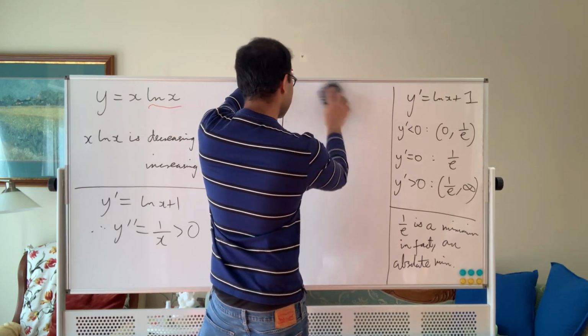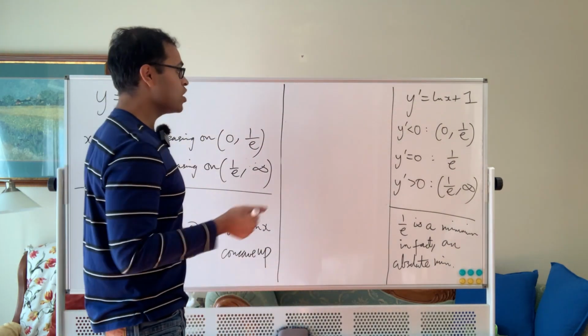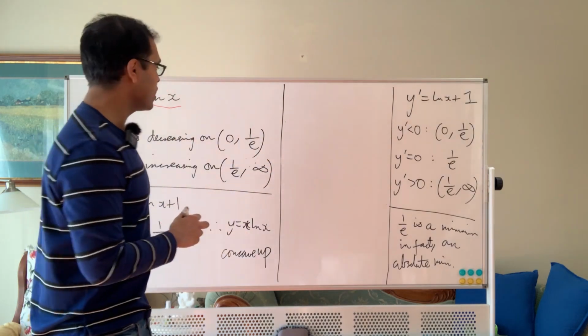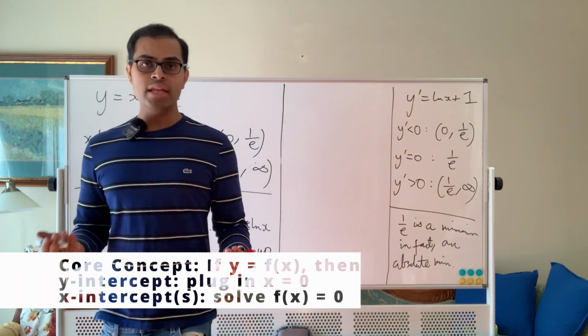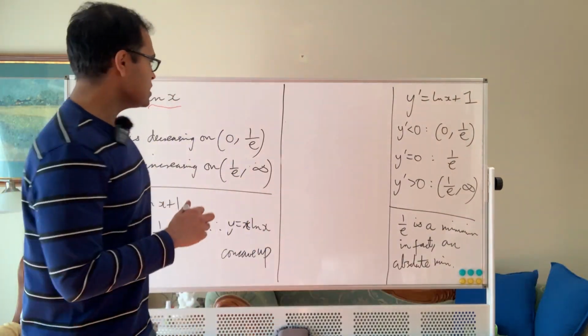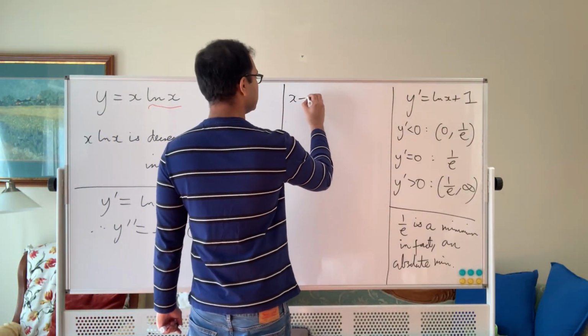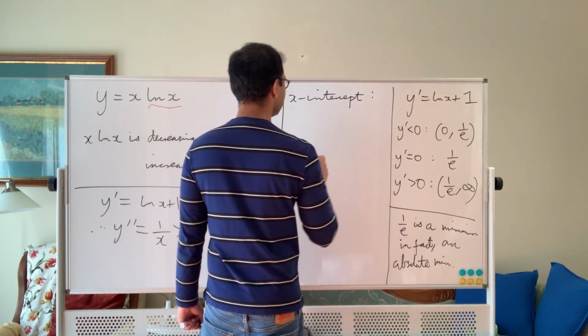One other point is the x-intercept and y-intercept. This is the last point before we move on to the limits and what happens at the endpoints. What are the x-intercepts and y-intercepts? Well, 0 is not in the domain. You can't take log of 0, so there is no y-intercept. For the x-intercept, we want to set the equation equal to 0.